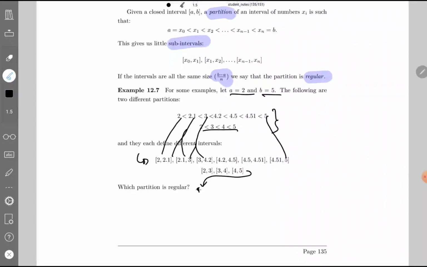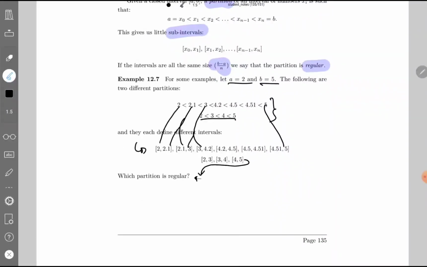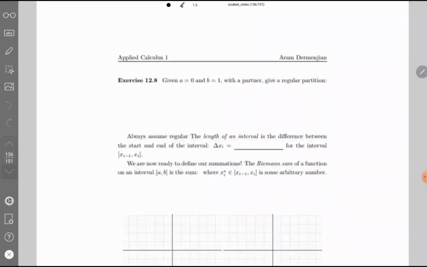So let's do one by yourself. Start off with a equal to 0, b equal to 1, and try to come up with a regular partition yourself. I want you to give me a regular partition, not just any, a regular one.